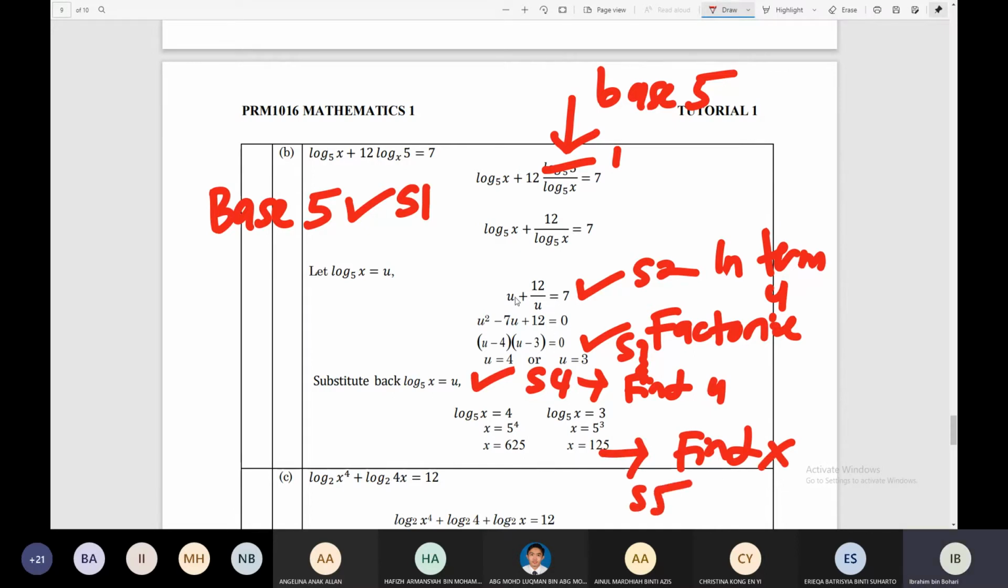This one, u plus 12 over u equals 7. Ini saya tunjukkan sekali lagi ya. So here you multiply with u: u times u is u square, 12 over u times u equals 12, and negative 7 times u equals negative 7u. So you remove the u from the denominator. Jadi denominator ni nanti cuma value dia equals 1 saja. So if we factorize, u equals 4, u equals 3, and u equals log x base 5, and last you find the value of x. Question A, question B, dia punya method dia sama saja. Okay, question C.